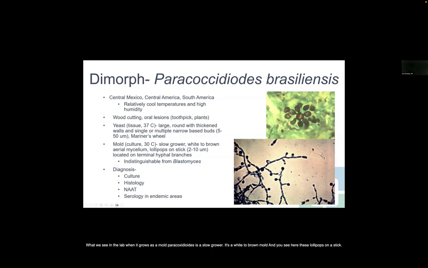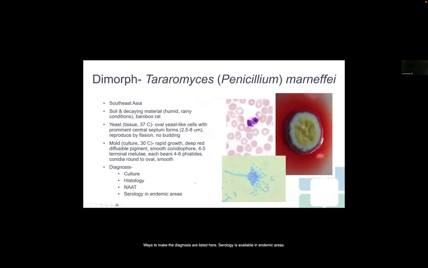What we see in the lab when it grows as a mold, Paracoccidioides is a slow grower. It's a white to brown mold, and you see here these lollipops on a stick, and they're located on the terminal hyphal branches. This is the exact same description that we shared for blasto, and it is indistinguishable from blasto. Ways to make the diagnosis are listed here. Serology is available in endemic areas.